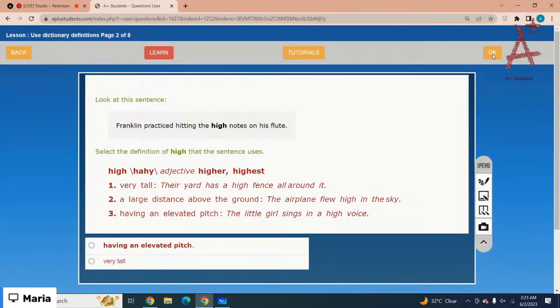Okay, Franklin practiced hitting the high notes on his flute. That's the one we did in the tutorial, and the answer is also highlighted. It would be having an elevated pitch. Got it?